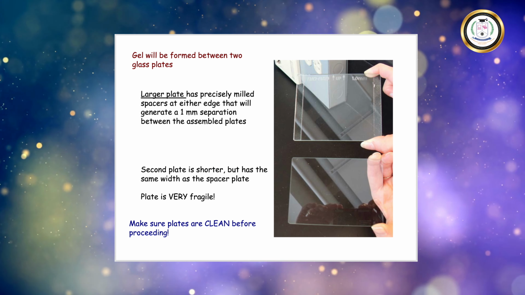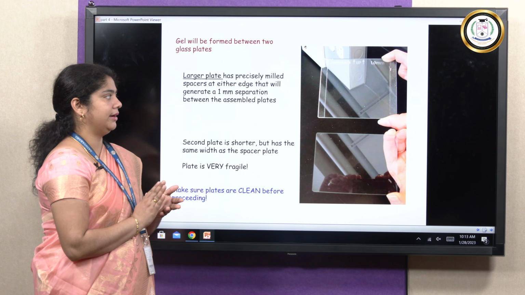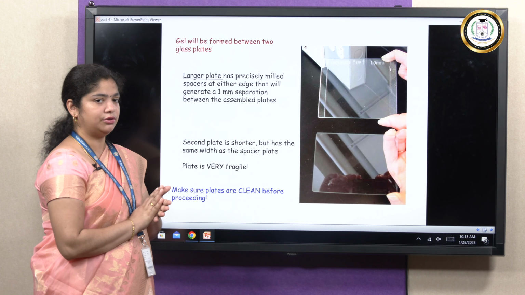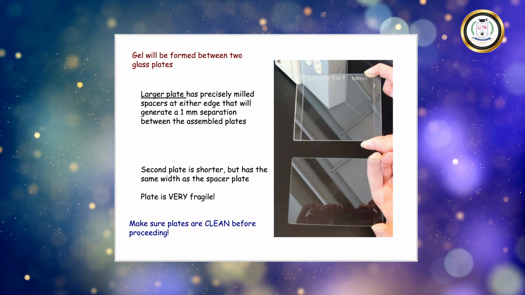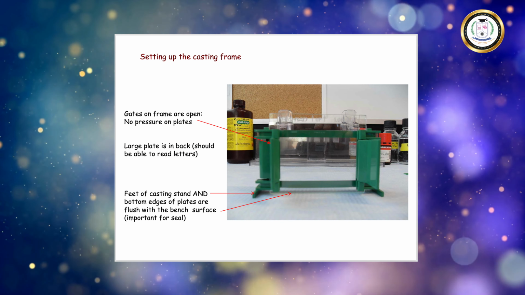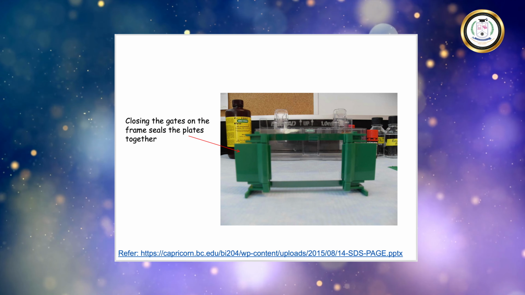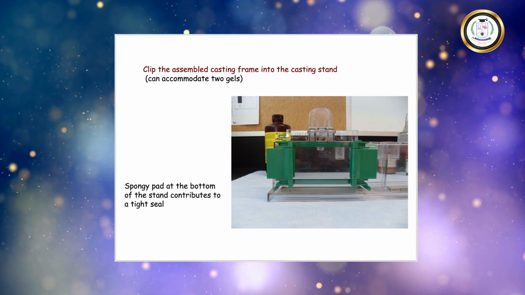First we have to wipe the glass plates very well with water and then a solvent, and ensure that there are no particles present on the glass. Then you have to adjust it in the frame such that there is no leakage. To test for leakage, we can add water and see whether there is leakage or not.